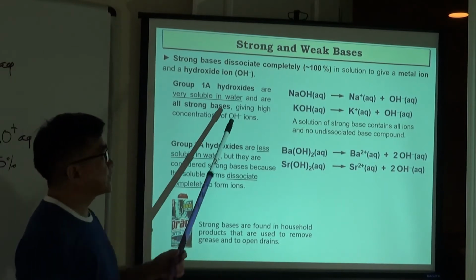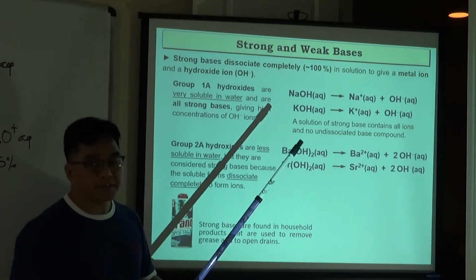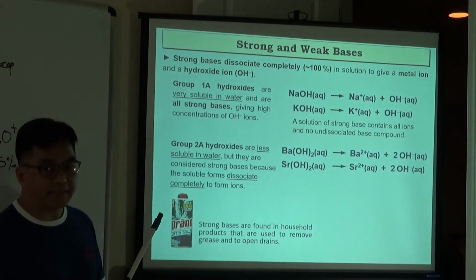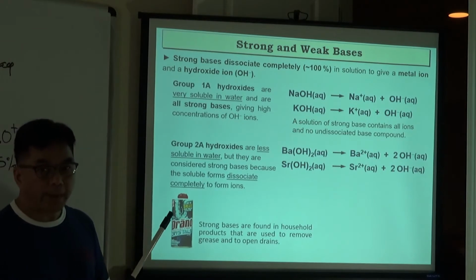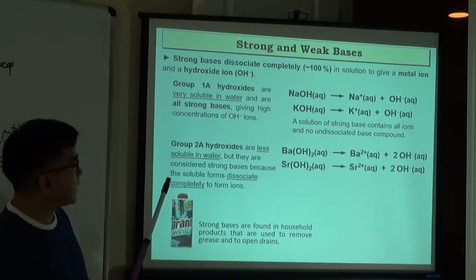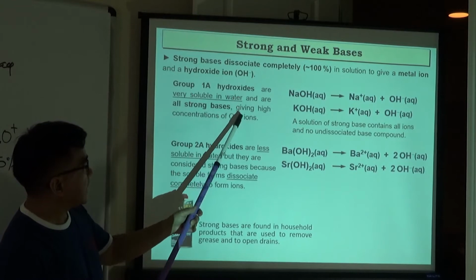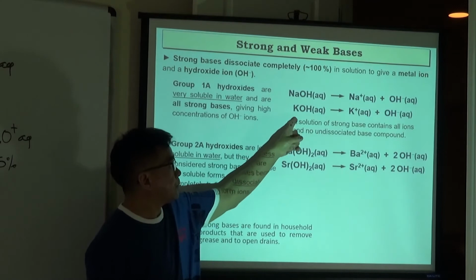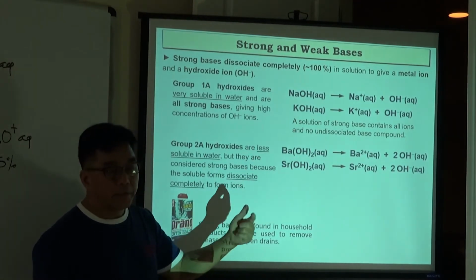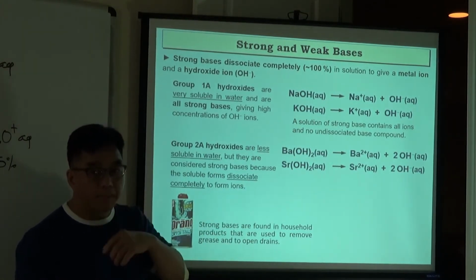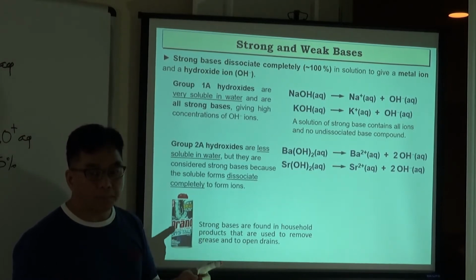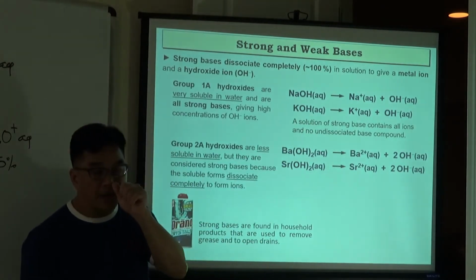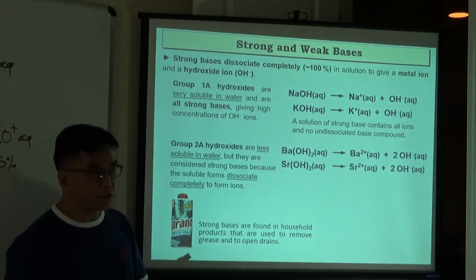Okay, we also have strong and weak bases. Strong bases are just like strong acids: they dissociate 100%. Most of them are the group 1A metal hydroxides, for example sodium hydroxide and potassium hydroxide, because sodium, potassium, lithium, rubidium, and cesium are all group 1A metals. They all form 1+ ions, so they only couple with one hydroxide, because hydroxide has a 1- charge.